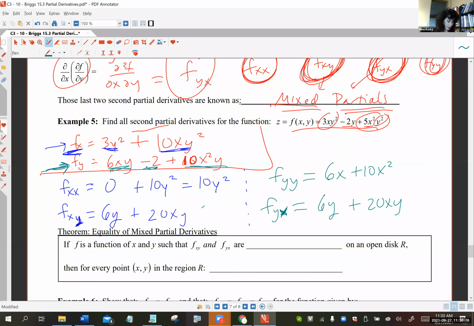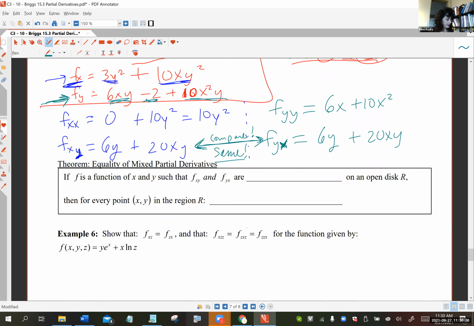Now, here's the part that I want you to look at with your eyes. What happens with these mixed partials? Compare these two guys for me. How do fxy and fyx compare? They're the same. They're equal. Very good. So that brings me to the next beautiful theorem, the equality of mixed partial derivatives theorem. If you have a function of x and y, and fxy and fyx are both continuous on an open disk R, that's like a little R neighborhood there, then for every point (x, y) in that region, fxy will be equal to fyx. Pretty cool, huh?